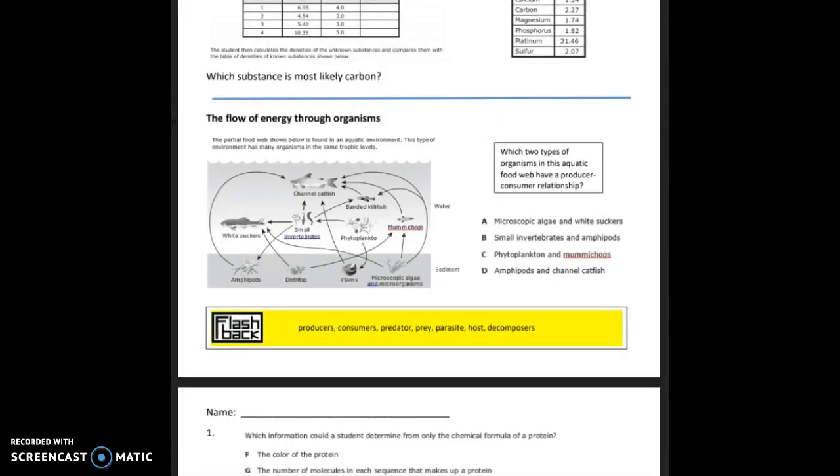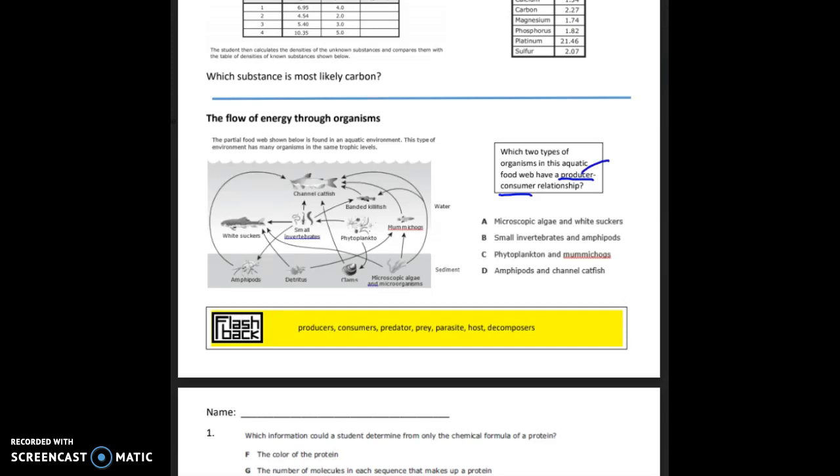Okay, the flow of energy through organisms. The partial food web shown below is found in an aquatic environment. This type of environment has many organisms in the same trophic levels. Which 2 types of organisms in this aquatic food web have a producer-consumer relationship?